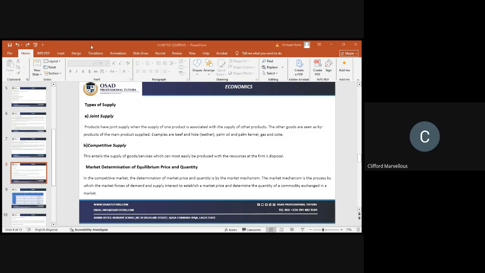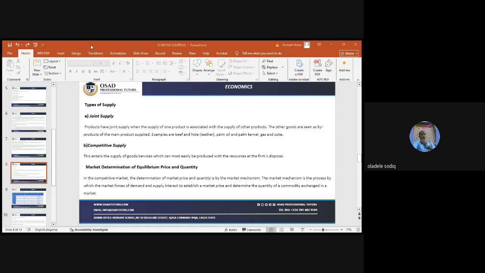Yes, yes. So equilibrium price is the price at which a consumer, that is the one that demands, and someone that also wants to sell, both agree together. It's like me saying, Clifford, I want to buy sugar. That is my own demand. Clifford now says, okay, the sugar is 15 naira, I can sell. That 15 naira is what we call equilibrium price. It is the price at which both the supplier and the consumer agree to buy and sell.